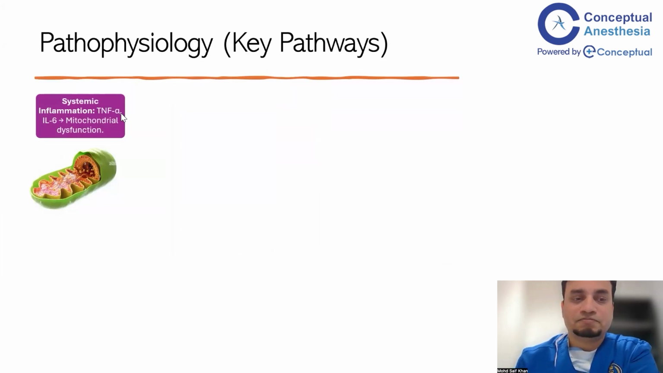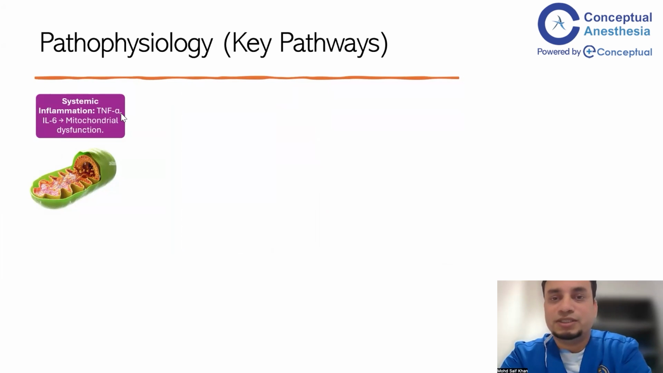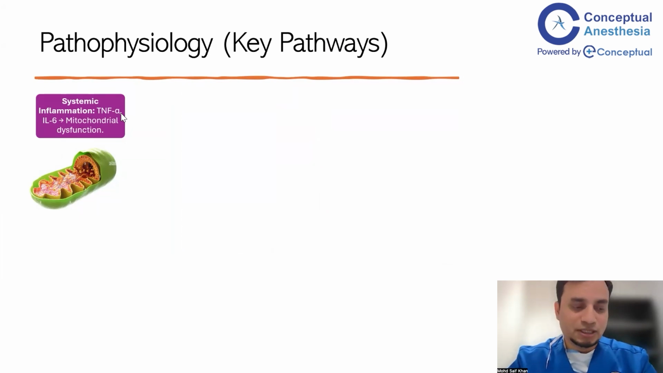All right. Now regarding the pathophysiology, this is also important. What are the key pathways which can be implicated in the development of ICU-acquired weakness? As we know, sepsis is the first and foremost reason. So, in sepsis, what happens? This is an abnormal hyperinflammatory host response to infection associated with organ dysfunction. This is the definition of sepsis.